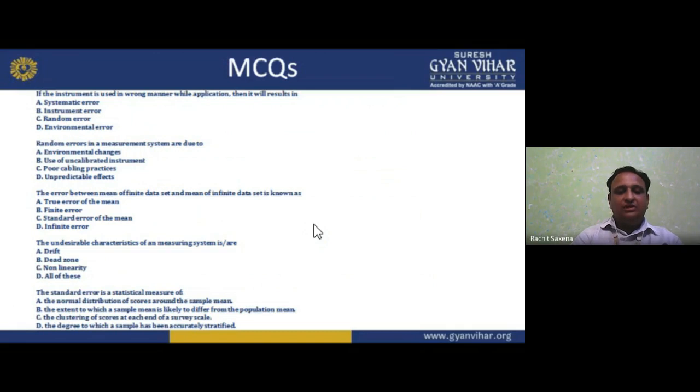Now the standard error is a statistical measure of the distribution of scores around the sample mean: the extent to which a sample mean is likely to differ from the population mean. So option A.